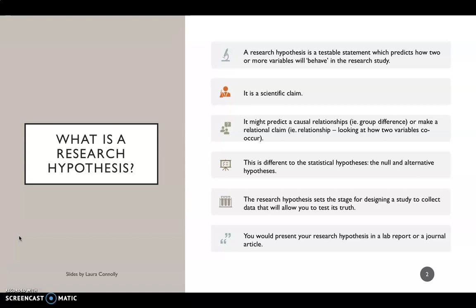As we know, this is different to a statistical hypothesis, as represented by the null and alternative hypothesis. The goal of the research hypothesis is to set the stage for going out, designing your study methodology, collecting your data, which will allow you to test its truth. In terms of where you'd find a research hypothesis, you could find this in a lab report or a journal article.